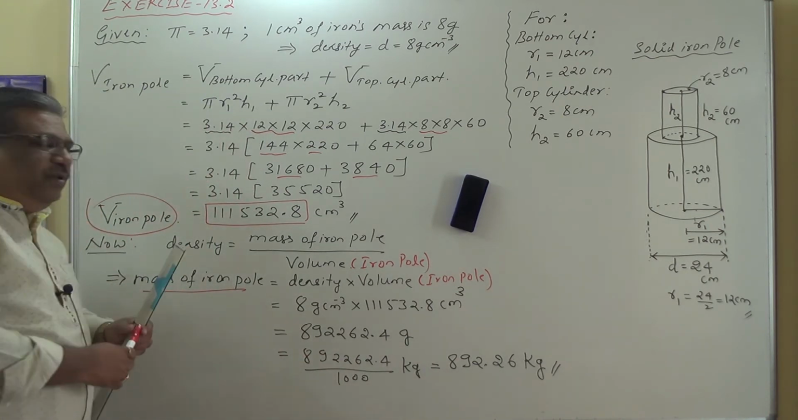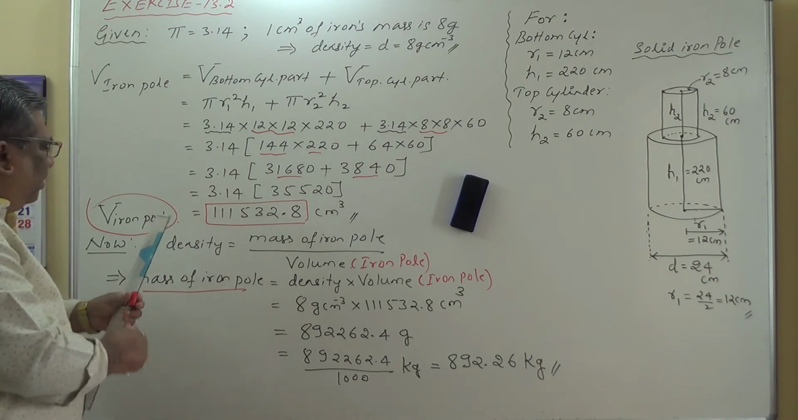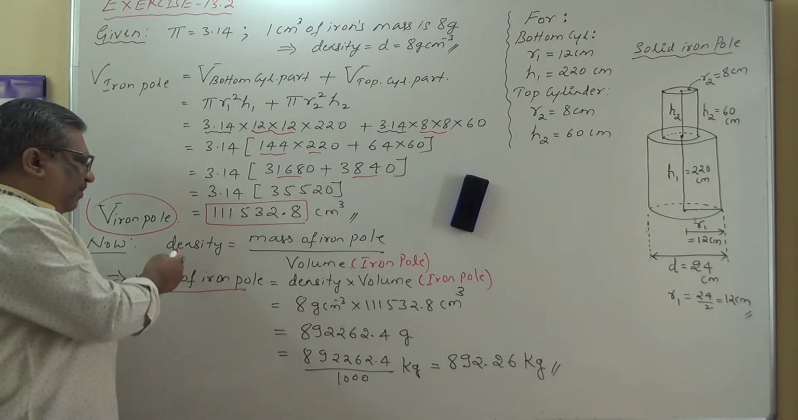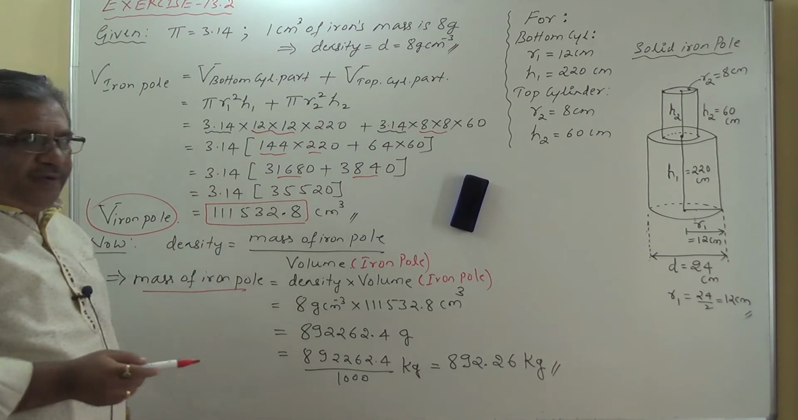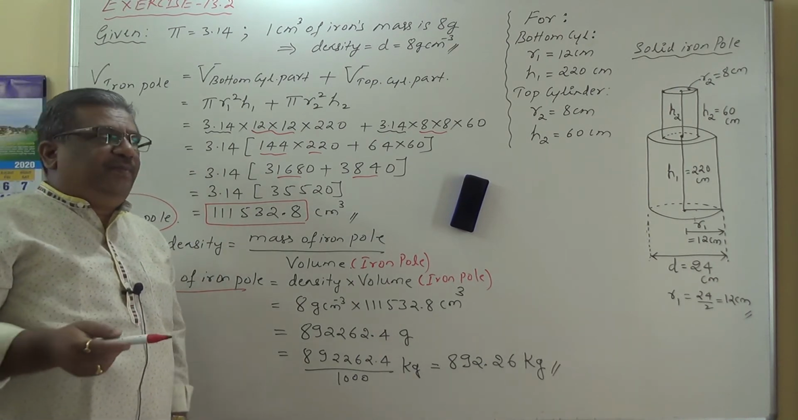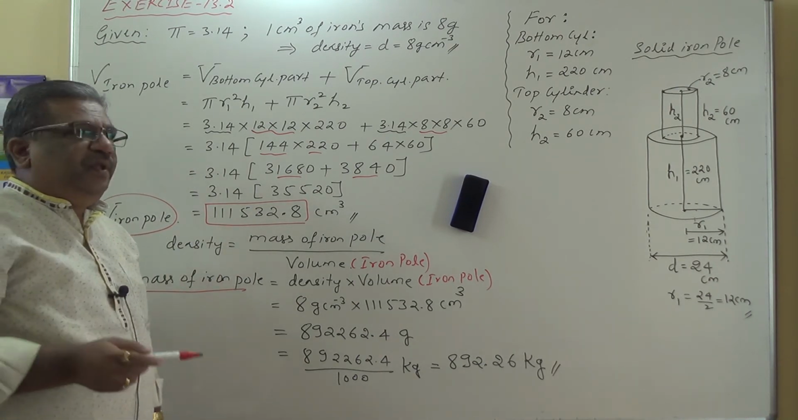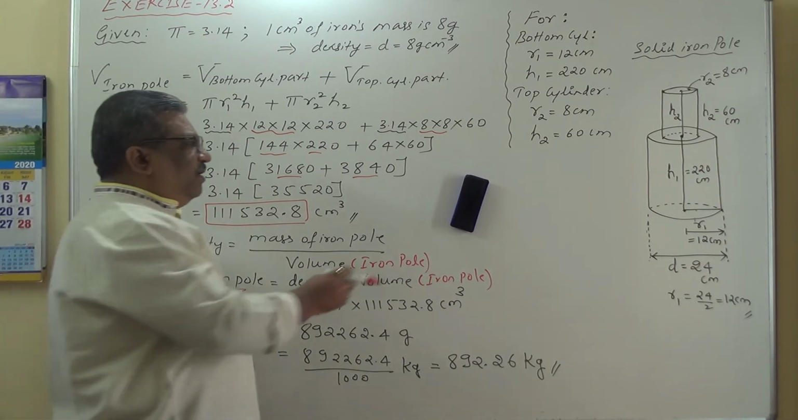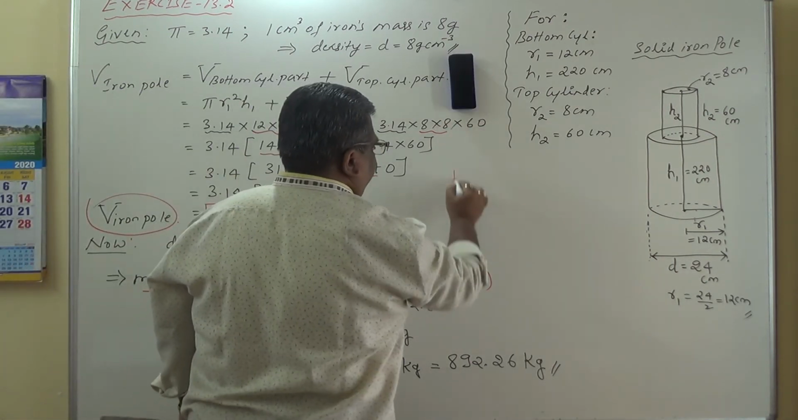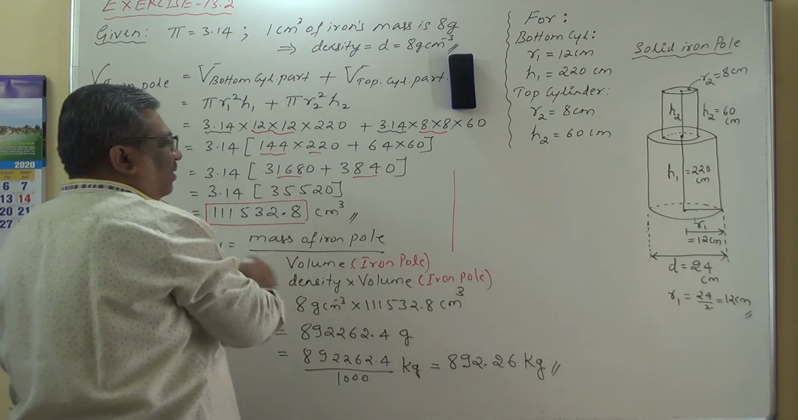Here you can use the unitary method also. See here, those who are not familiar with all these terms, density is equal to mass per unit volume, or mass of the iron pole divided by volume of the iron pole. If you are not familiar with this, then you can use the unitary method for this one. What is that unitary method?